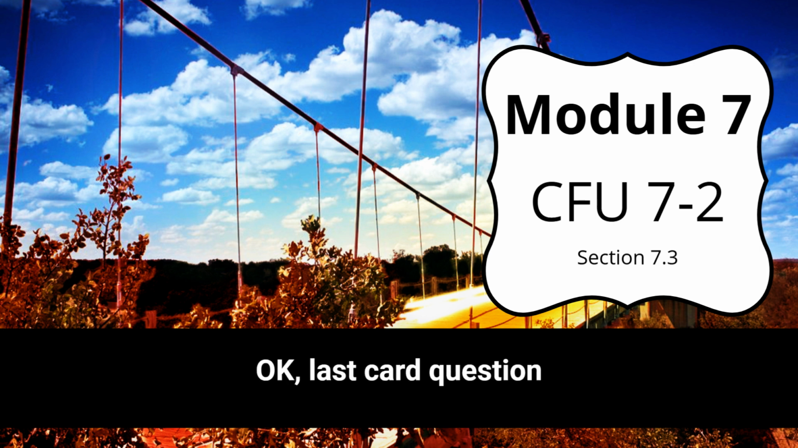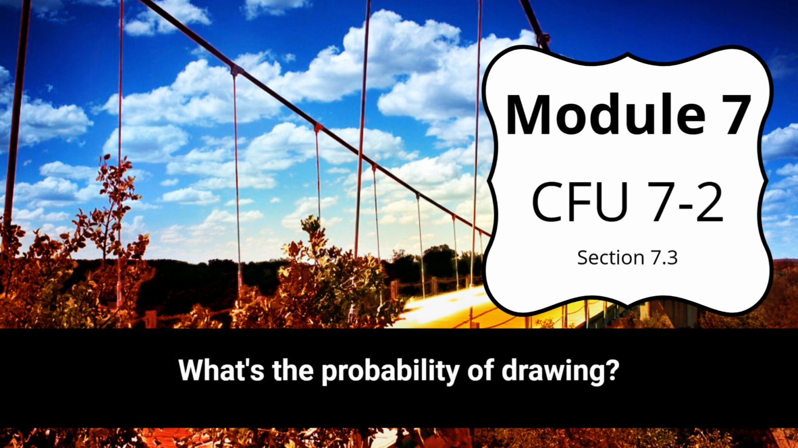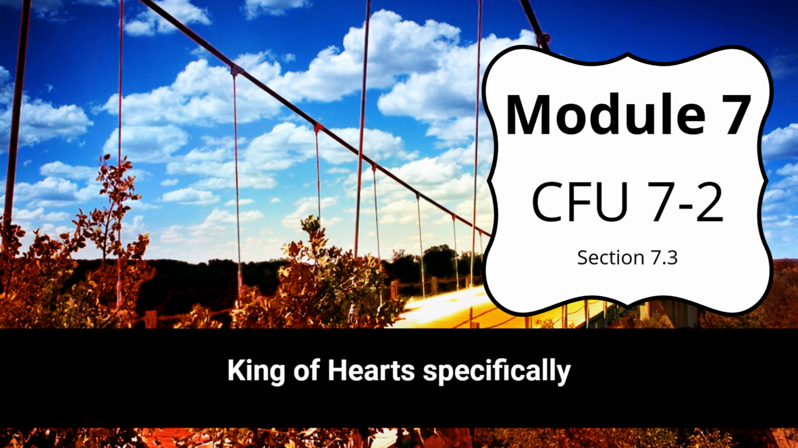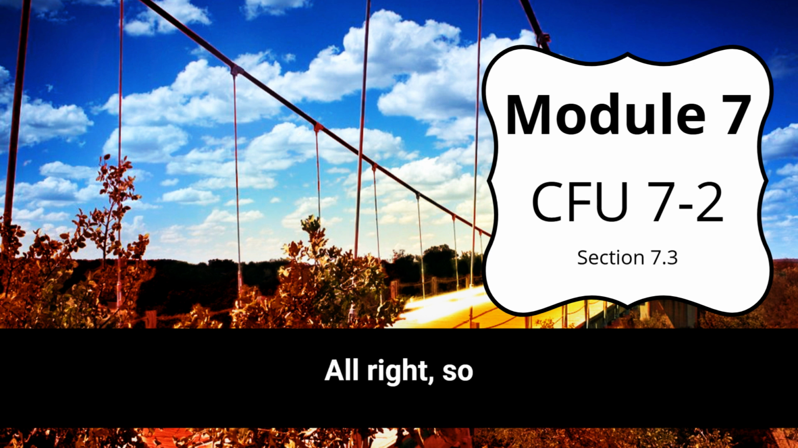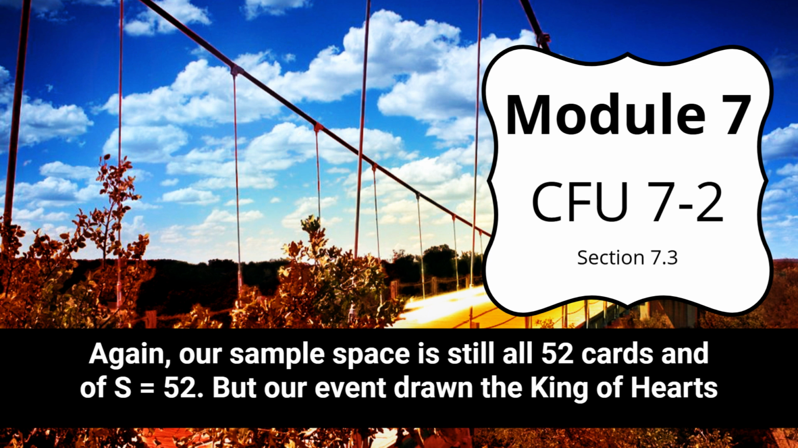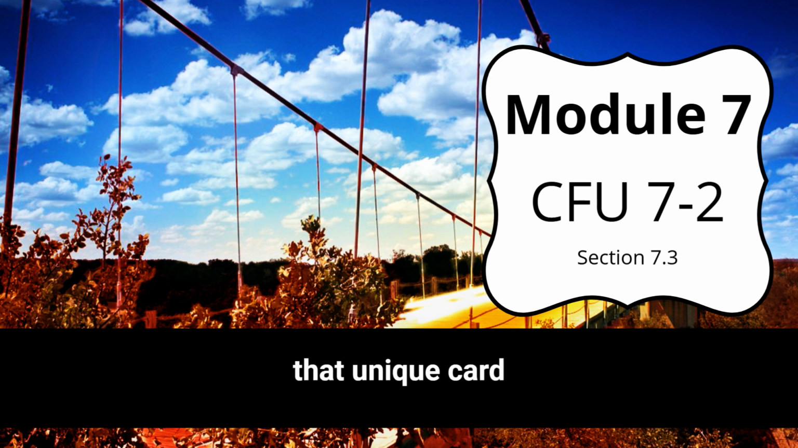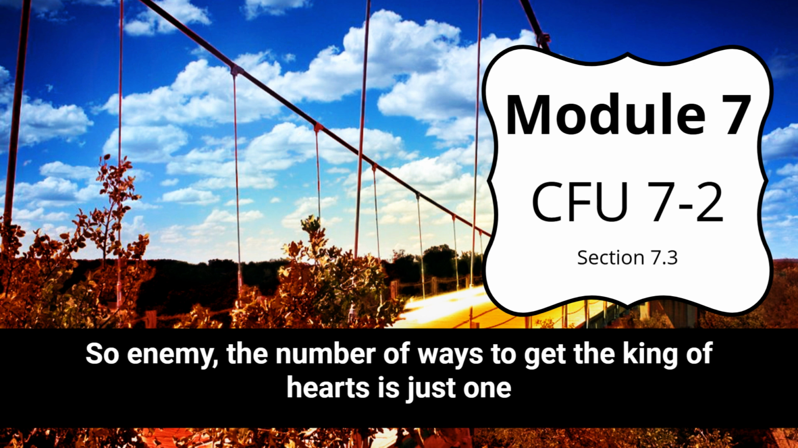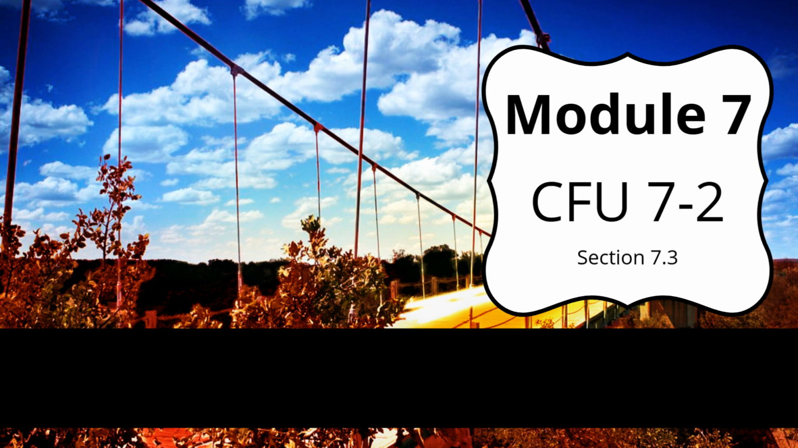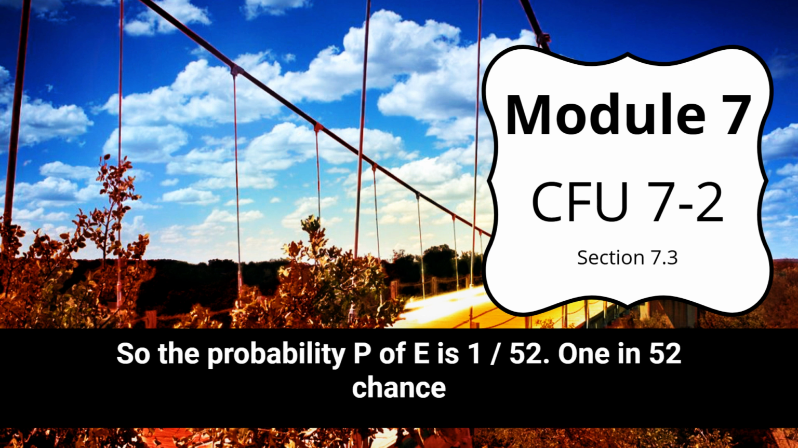Makes sense, right? Okay, last card question. What's the probability of drawing the king of hearts specifically? Okay, getting specific now. Very specific. All right, so again, our sample space is still all 52 cards. N of S equals 52. But our event, drawing the king of hearts: there's only one of those in the whole deck. That unique card. That's right. So n of E, the number of ways to get the king of hearts, is just 1. So the probability, P of E, is 1 divided by 52. 1 in 52 chance. That's pretty slim.